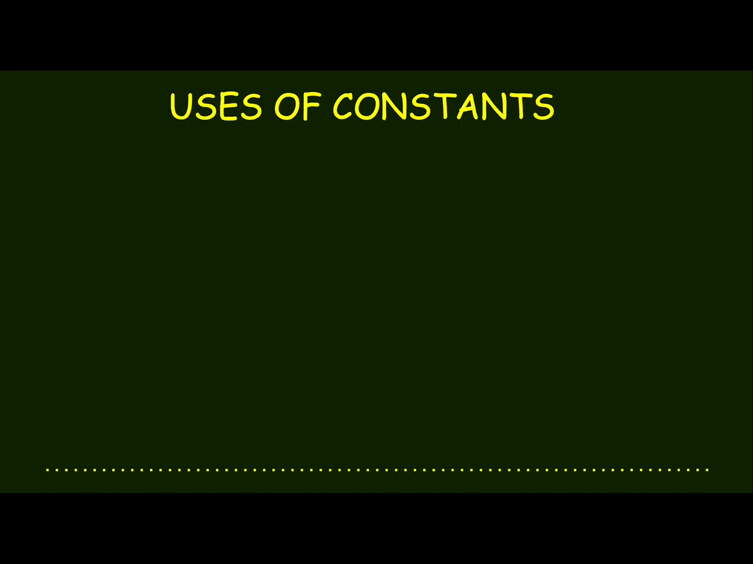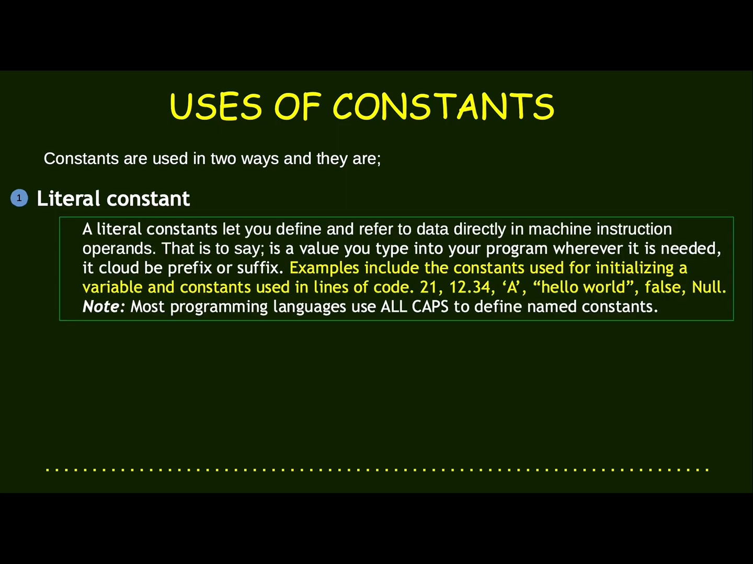Now let's look at some of the uses of constants in programming. We have two major types of uses. The first one is literal constants. Literal constants let you define and refer to data directly in machine instruction operands.